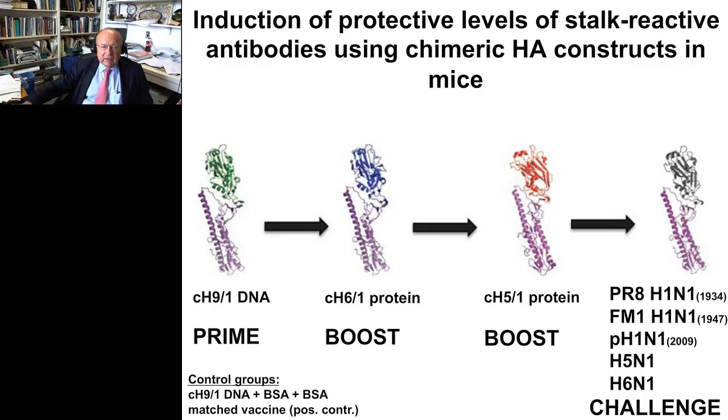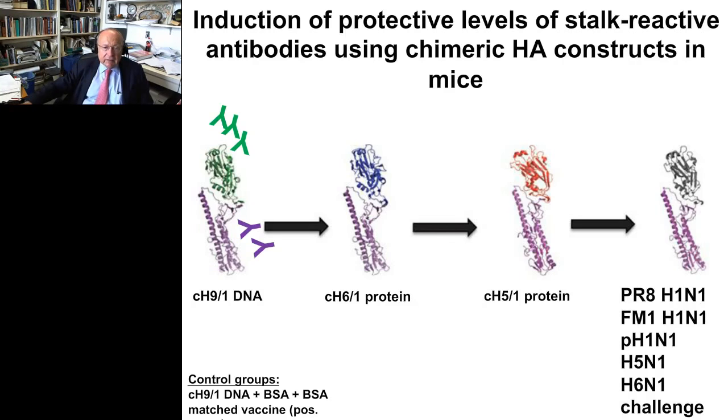and then we are boosting with two different vaccines, again a different head with a chimeric H6 and a chimeric H5, and then we challenge with a virus which is either different, from 1934, 1947, 2009, or even a completely different one like an H5 or even an H6 hemagglutinin. So again, by vaccinating, in essence, with a vaccine that amplifies the conserved regions of the hemagglutinin, we hope that we induce in humans a vaccine which is quite protective.